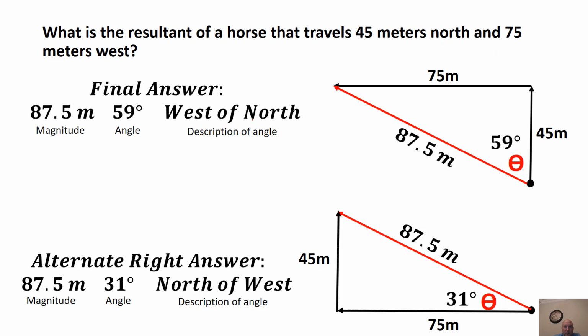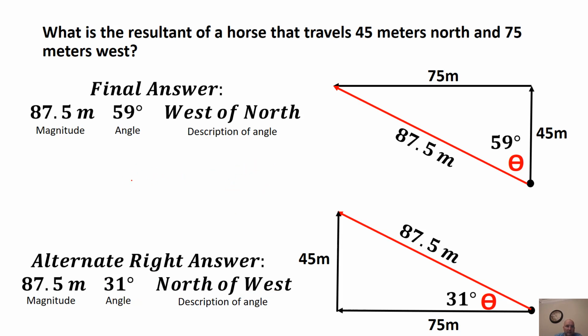59 degrees west of north. If you take 90 degrees and you subtract 59 from it, you're going to get 31. And so if you have the opposite, if you have north of west instead of west of north, you would have to have this number, 31 degrees. That's the only answer you can have here. If you said 31 degrees west of north, so you mix the two up, that just means you had trouble naming your angle. So you did something wrong there.